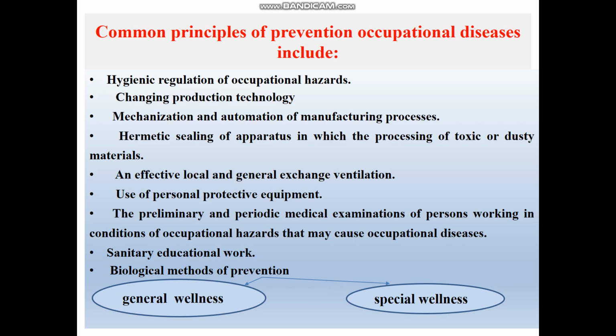Measures for prevention of occupational disease are developed in respect of each individual hazardous manufacturing process. These are just some of the key principles on which to base preventive measures in respect of certain hazards and individual production. Common principles of prevention include hygienic regulation of occupational hazards.